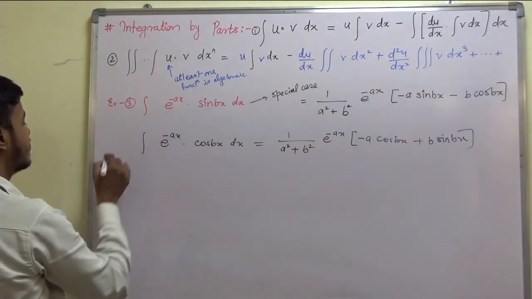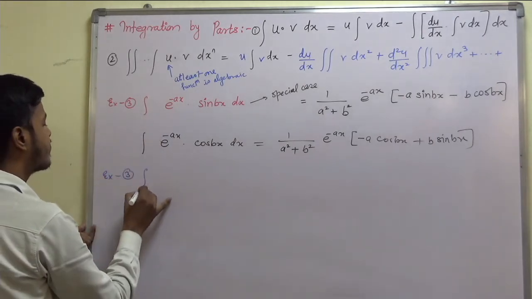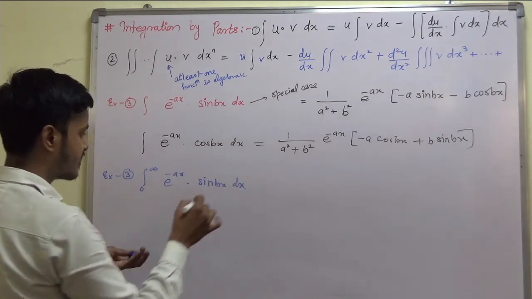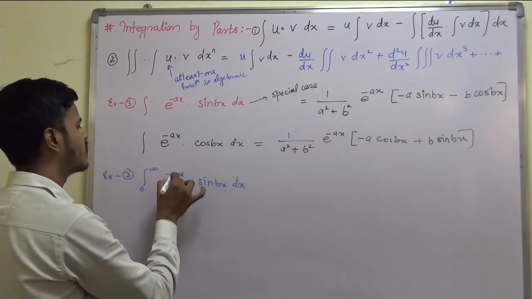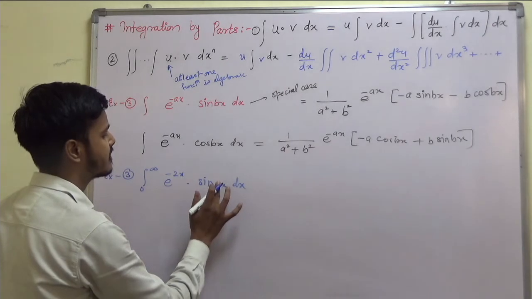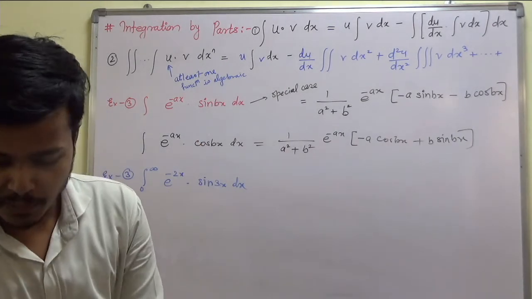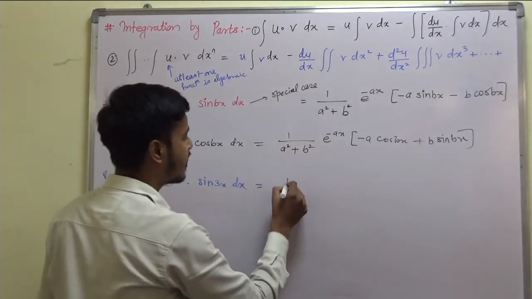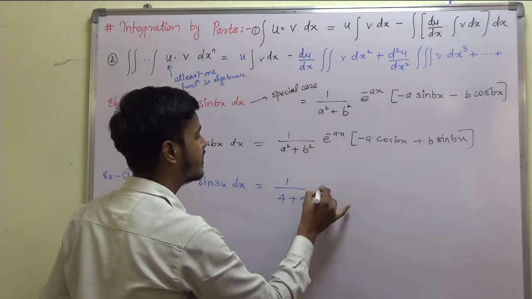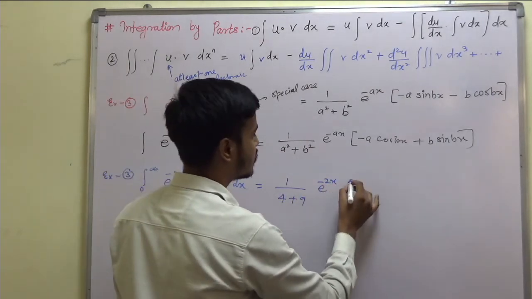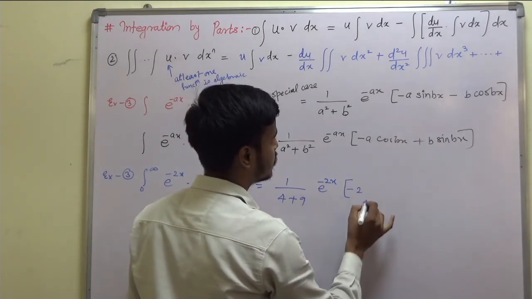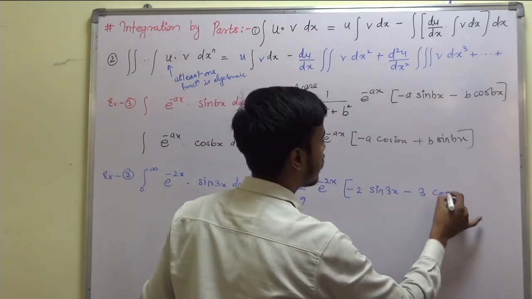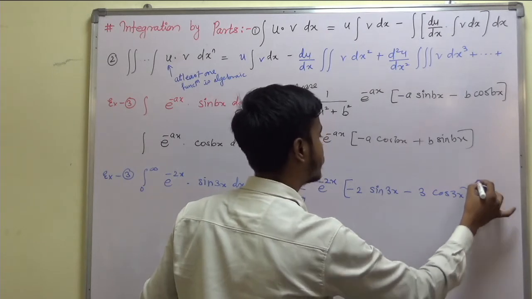So we have this, say example number 3, integration 0 to infinity e to the power minus ax into sine bx dx. Let us take a as 2 and take b as 3. Let us make it more interesting. So according to the formula, it is 1 upon a square plus b square. So 2 square is 4, 3 square is 9, e to the power minus 2x into minus 2 sine 3x minus 3 cos 3x. Now apply the limits 0 to infinity.